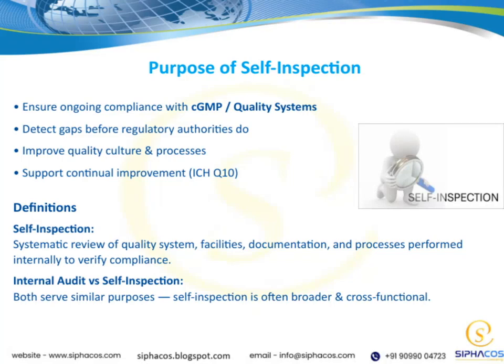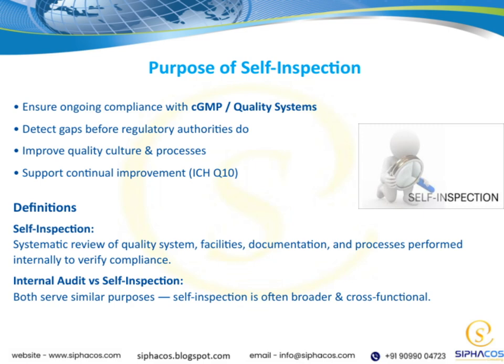Let's start by looking at the purpose of self-inspection. Essentially, it's about making sure we stay compliant with CGMP and our quality systems on an ongoing basis. It helps us catch issues early, before they reach regulatory authorities, which is crucial for maintaining our credibility and avoiding potential penalties. Self-inspections also play a key role in fostering a strong quality culture within our organization.